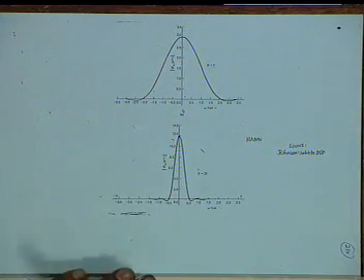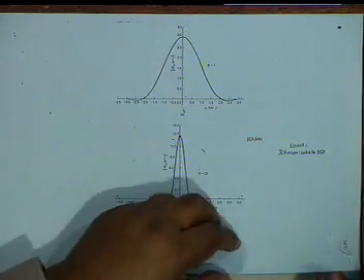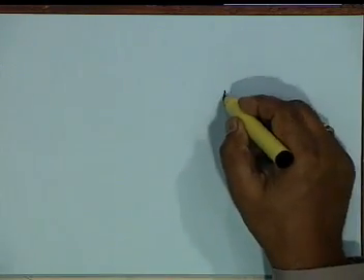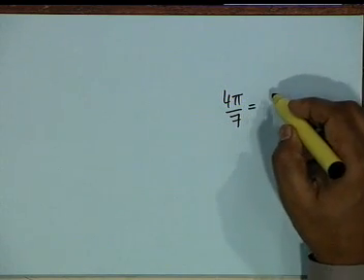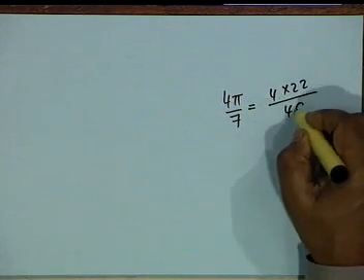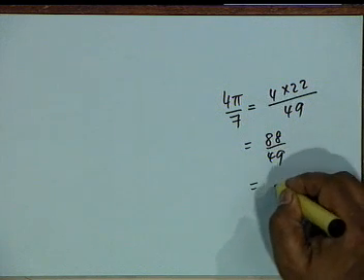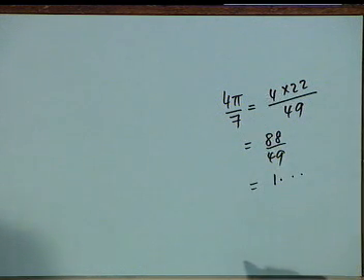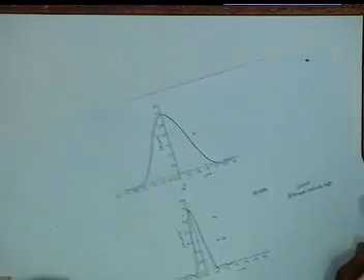Not only that, compared to the rectangular window, for the rectangular window the main lobe width is 4 pi by N. If capital N is 7, then 4 pi by 7 is how much? 4 into 22 divided by 49, right? 88 by 49. How much is this? 1 point something, okay? Approximately 1.8.